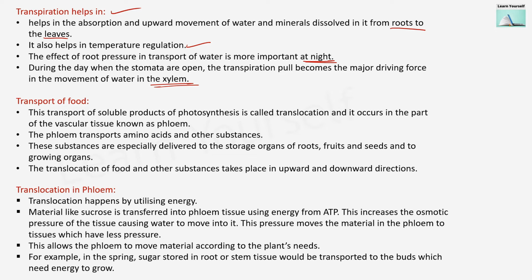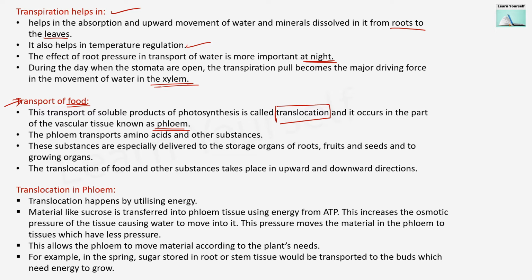Now transport of food. Till now we were discussing transport of water. We have discussed the transpiration pull and ion concentration difference. Now comes the food. How is food being transported from roots till the leaves? The transport of soluble products of photosynthesis is called translocation and occurs in a part of vascular tissue known as phloem. So phloem tissue is responsible for translocation of dissolved products of photosynthesis.